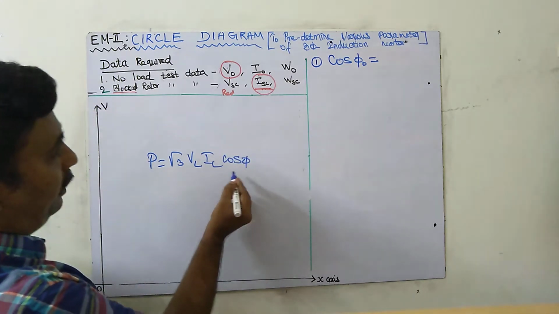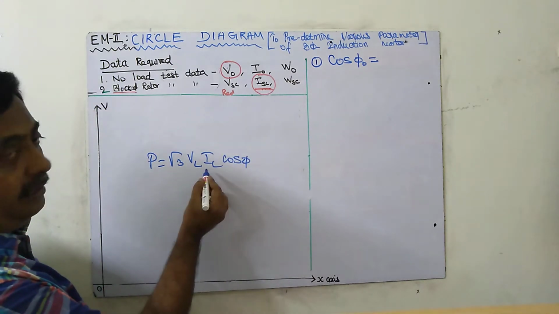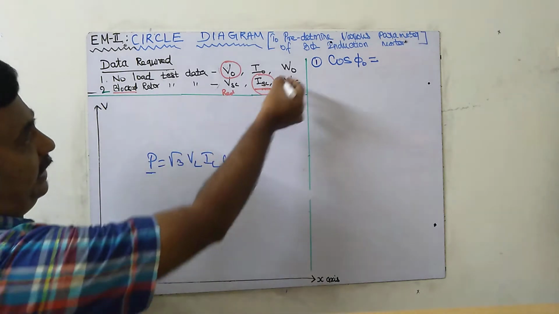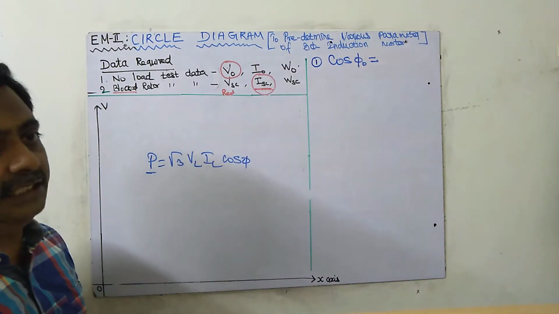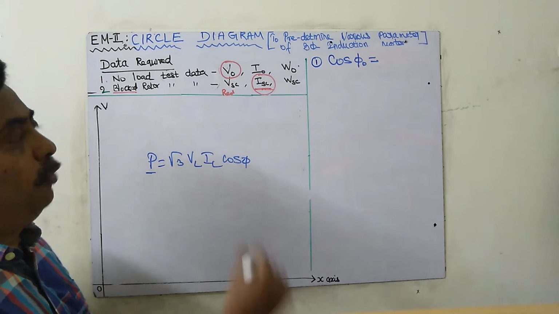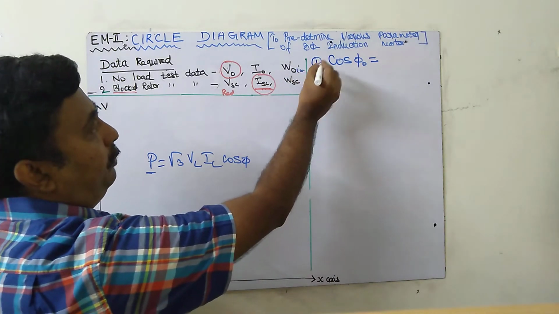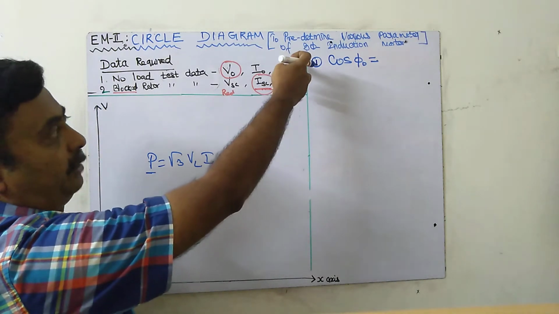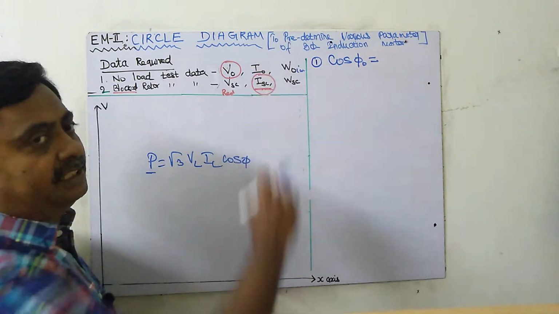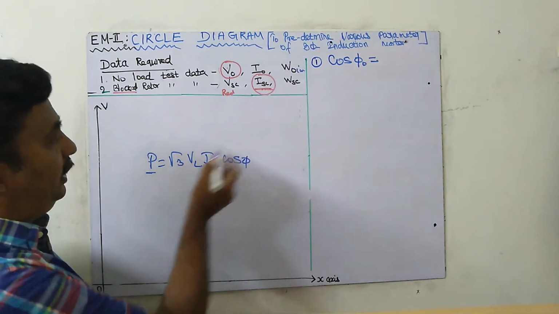So what is cos phi? Cos phi equals P divided by √3 into VL into IL. What is P? P is the power we have measured, that is the value of W naught. Because in the two wattmeter method we use W1 plus W2, that is the power consumed. I put W naught because the wattmeter measures only power.